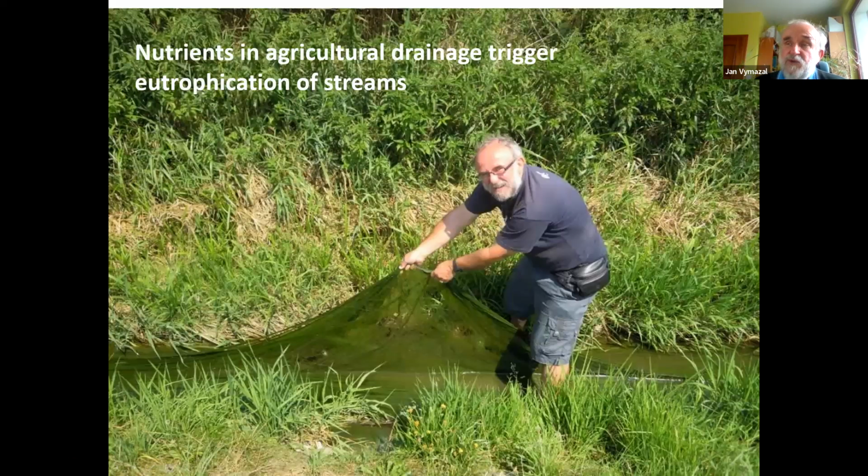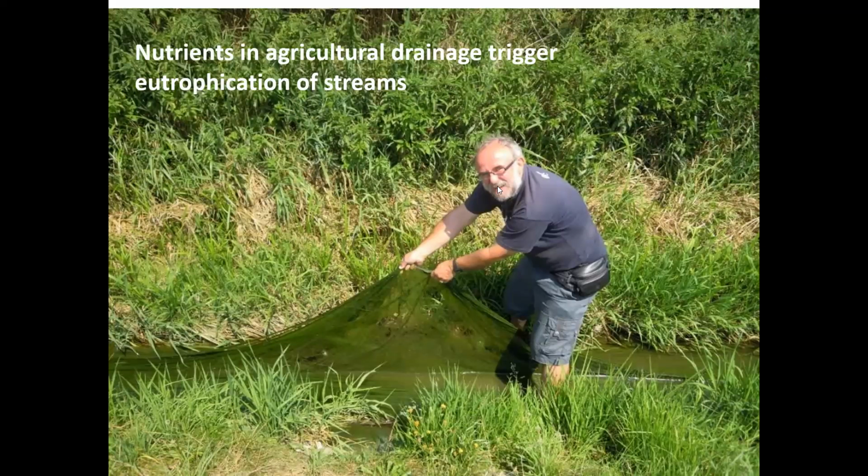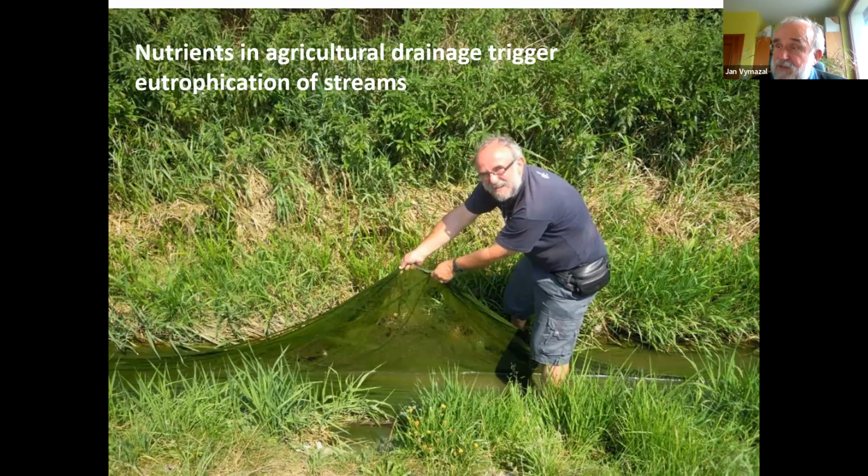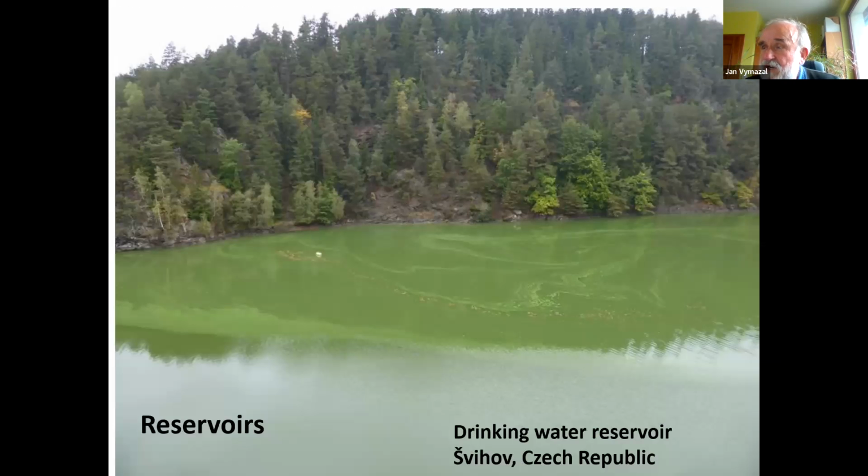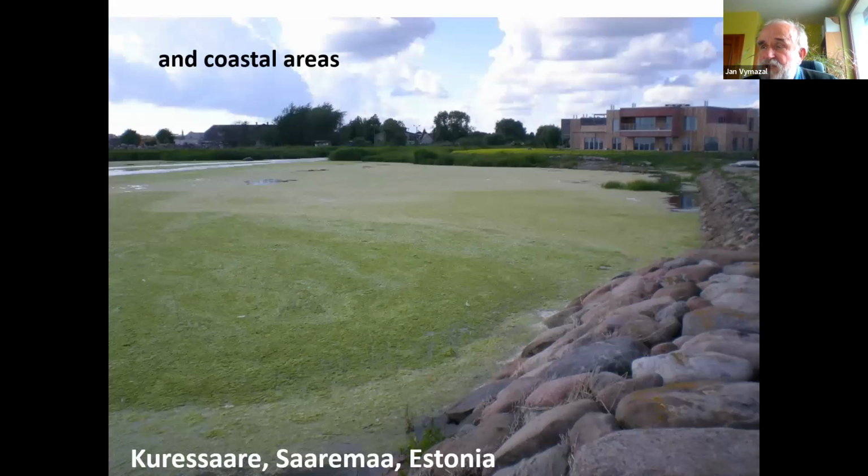So I said that the nutrients from agricultural drainage support eutrophication of streams as well as water reservoirs, but also coastal areas. And so agriculture, especially tile drainage, is a big problem.